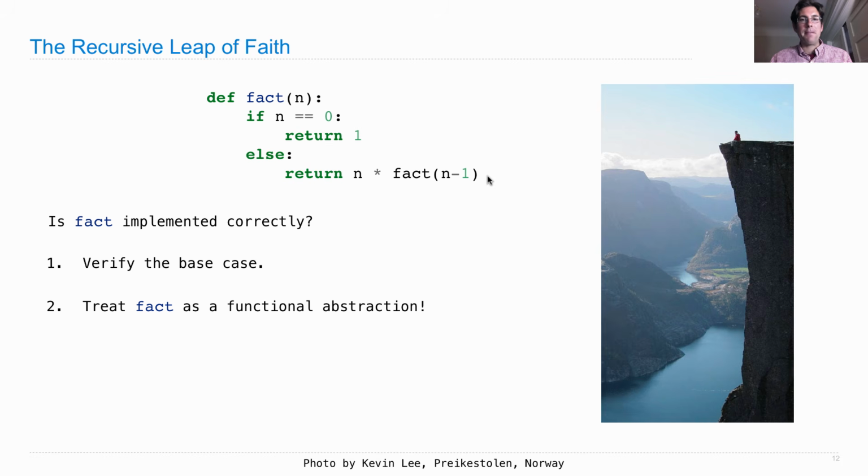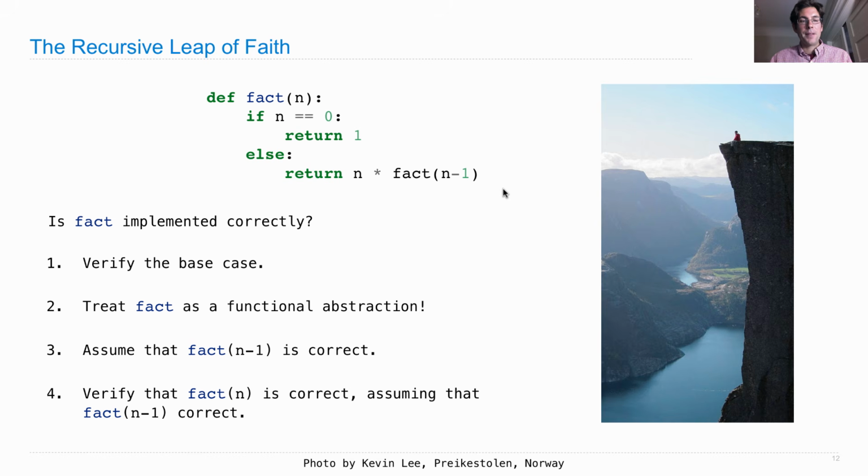So its correct behavior is to return n minus 1 factorial. That's abstracting away the details of its implementation. So, we assume that fact n minus 1 does in fact return n minus 1 factorial. Then, we can verify that n factorial is correct by assuming that n minus 1 factorial is computed correctly and knowing that the result n factorial is n times n minus 1 factorial.